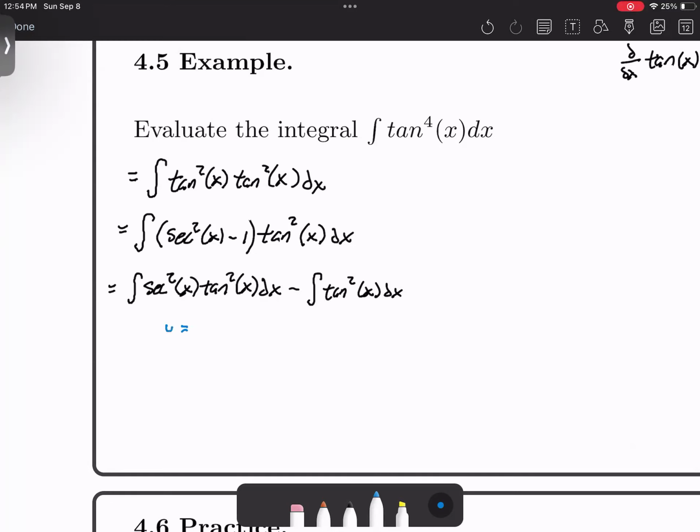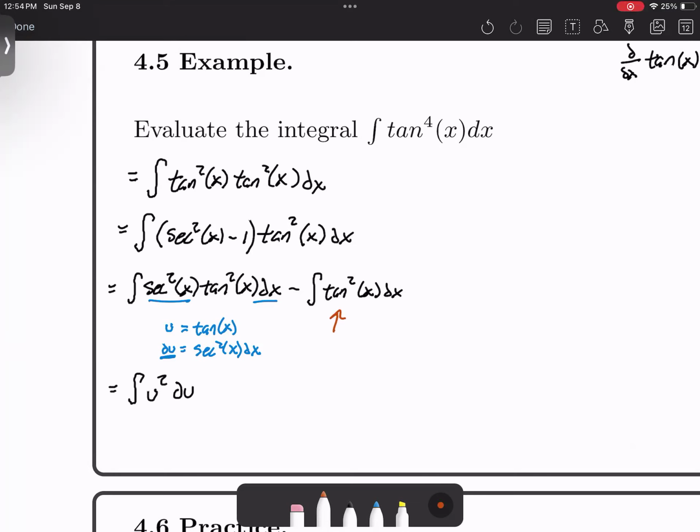If we choose to substitute tangent, then the derivative of tangent is our secant squared. So secant squared dx is replaced by a du, and this integral becomes integral u squared du.